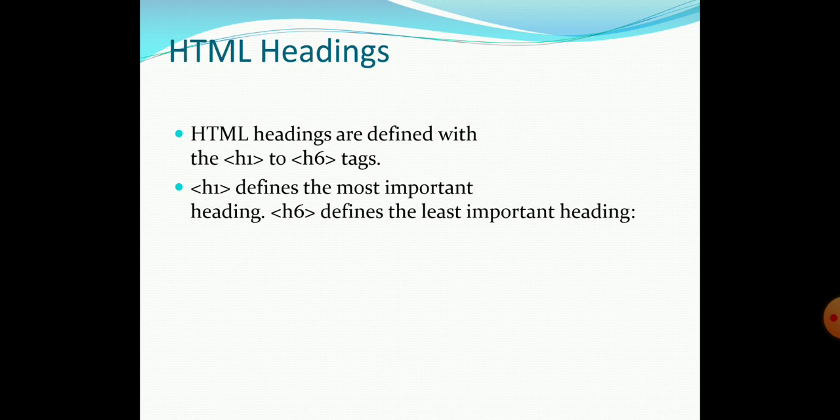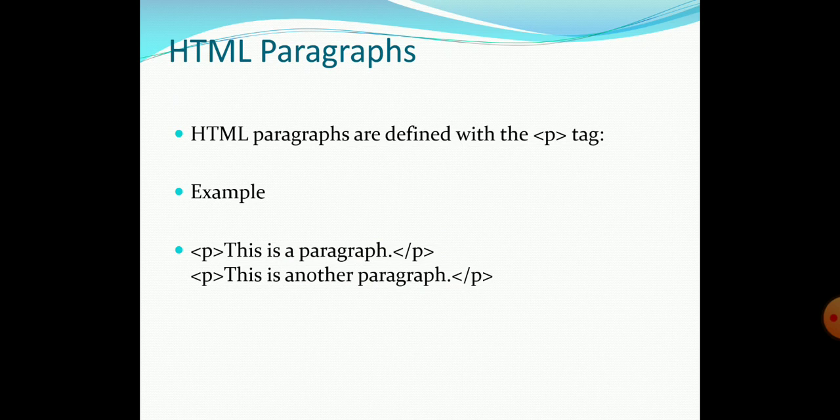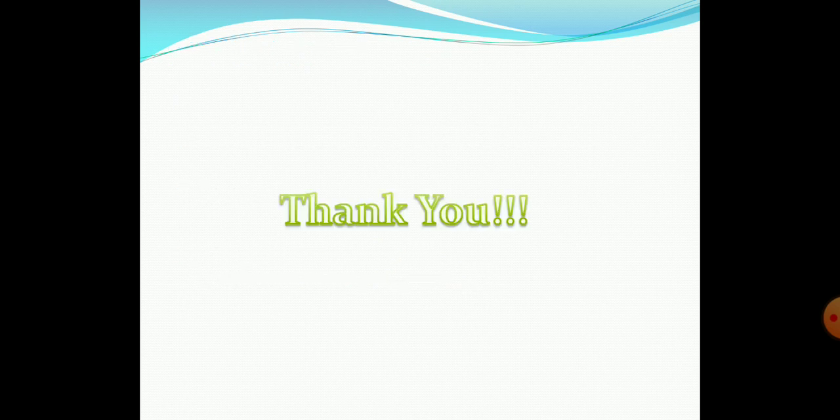Again, we have already seen the headings. They range from H1 till H6. This is how they are going to look like. H1 is the biggest and H6 is the smallest. For HTML paragraphs, you use the P tag. Whatever you are writing within the P tag, that is displayed as a paragraph in your web page.